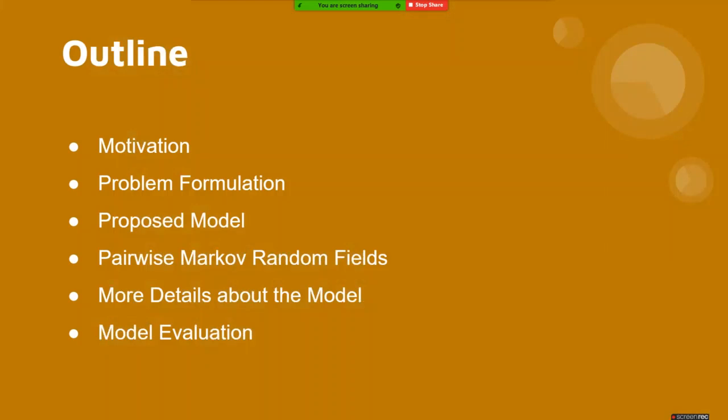So my plan is first to give some motivation on why this should be interesting, and then I will introduce some basic definitions that will help us understand the problem in a more formal way. Then I will give an overview about the proposed model and what's new in this model. Then I will give an idea about pairwise Markov random fields, and this will help me to give more details about the model. And finally, I will show how this model performs against its peers.